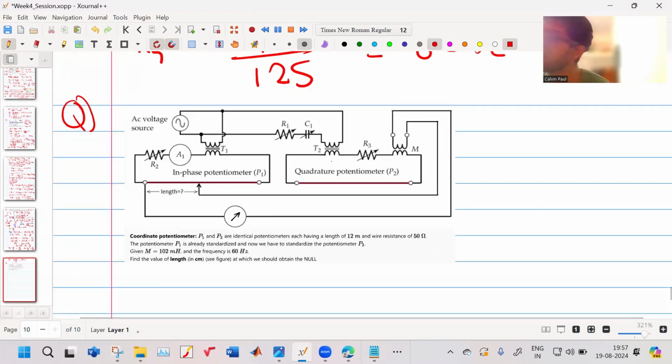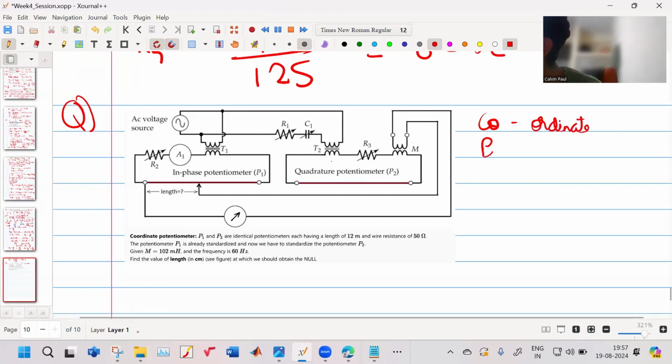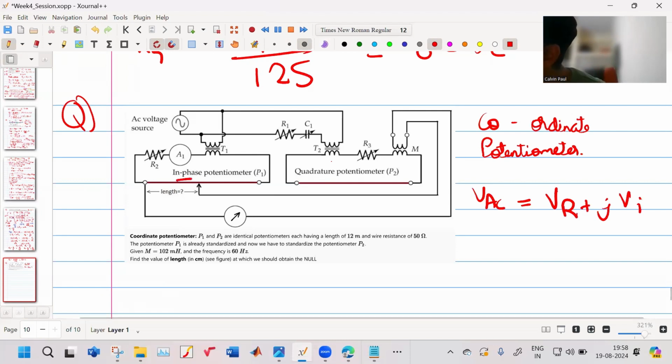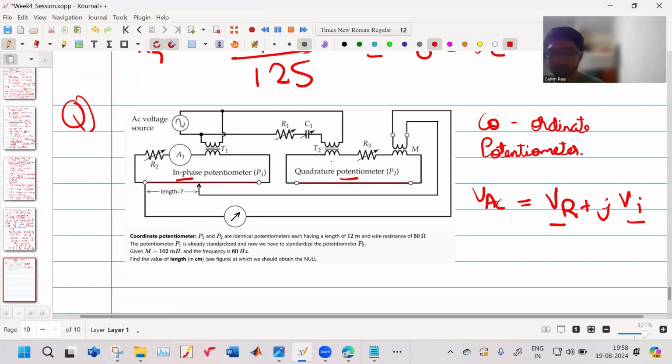So this is known as a coordinate potentiometer. Why it is known as a coordinate potentiometer is because whatever voltage we want to measure, we will divide it into a real part and an imaginary part. So this is the in-phase, which means the real part. The quadrature phase is the imaginary part. So that is one point.